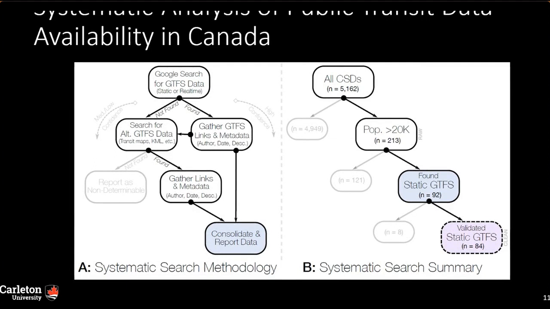I'll give a brief idea about a couple of projects that were developed during the last offering of the course, one of which is a systematic analysis of public transit data availability in Canada. And this project was heavy on the data collection side, and through the project the students learned a lot about data analysis, spatial analysis, and geographical information systems.